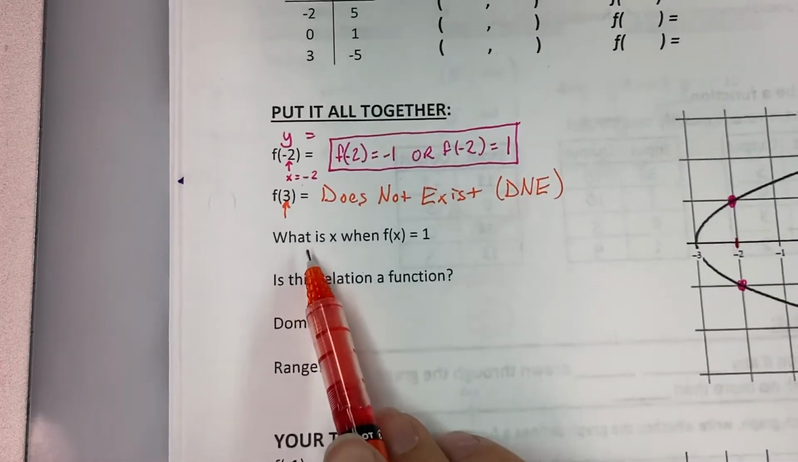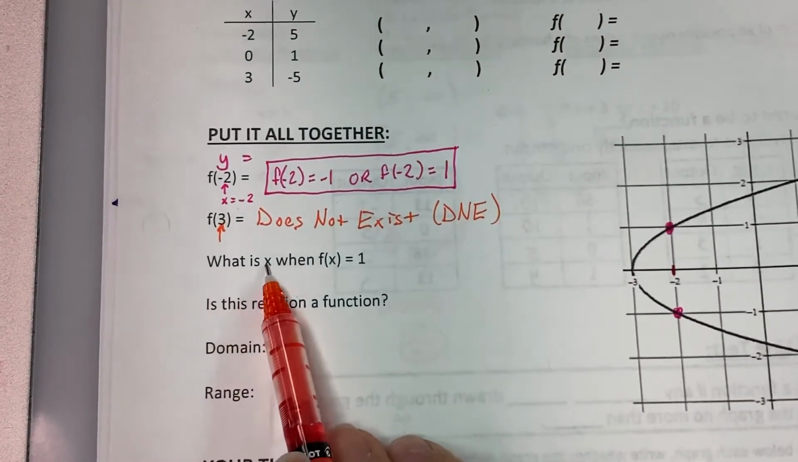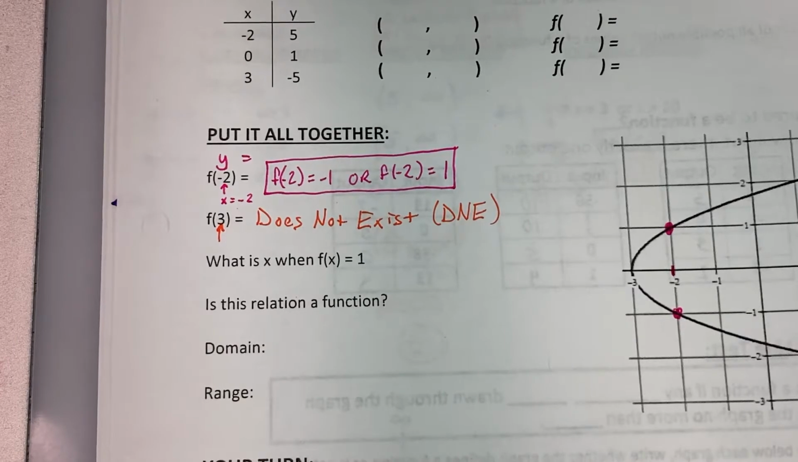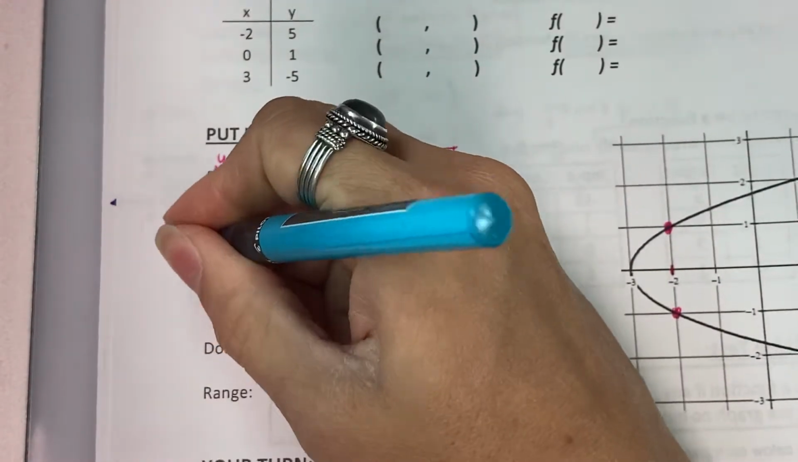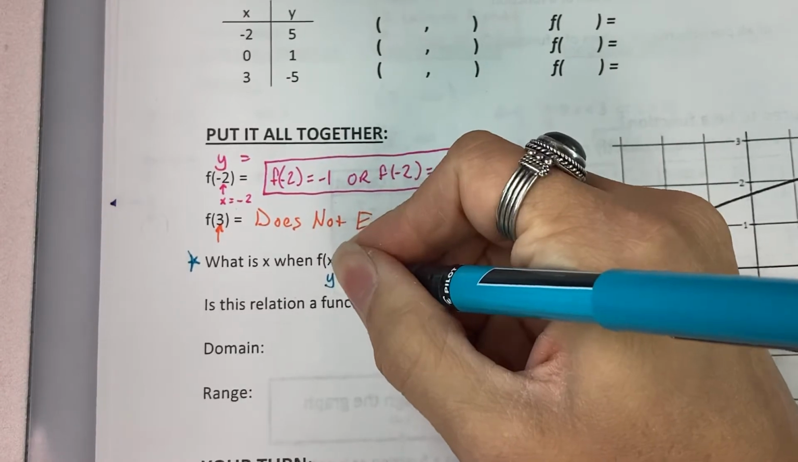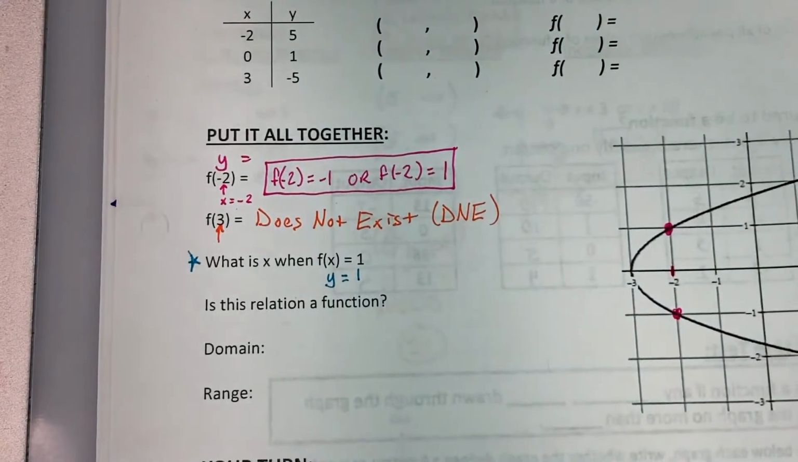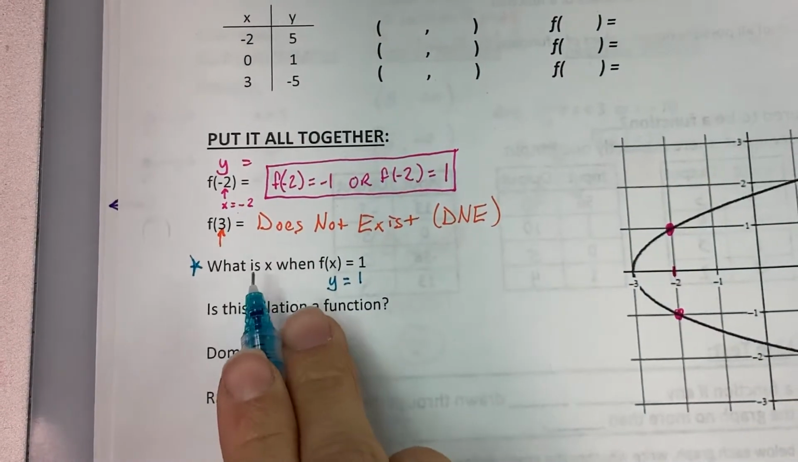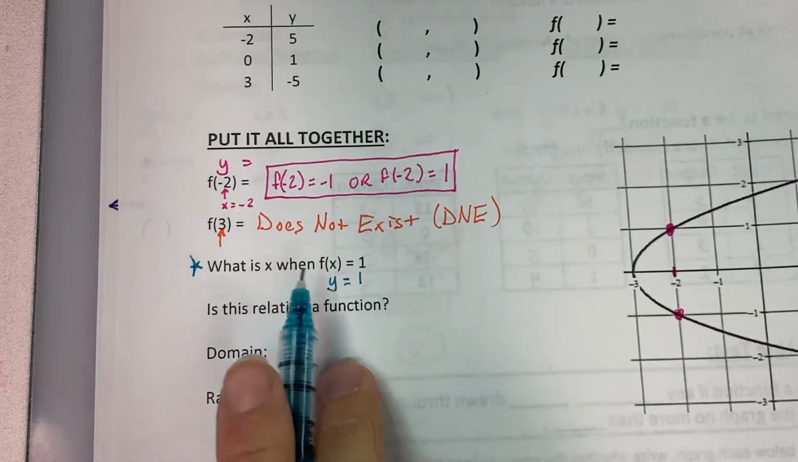So let's go ahead and take a look at the third item. It says, what is x when f of x equals 1? Folks, I would put a star by this one because this is usually the problem that throws people off, because we are given the y value. F of x equals 1 is the same thing as y equals 1, and we are looking for our x value that gives us that output.